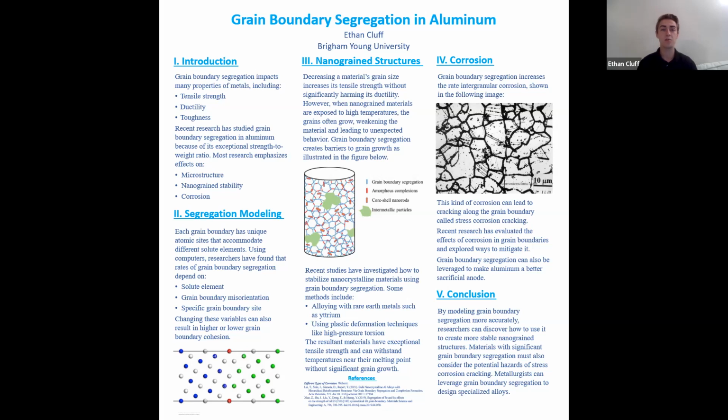And today I'm going to share a little bit about the effects grain boundary segregation has on the microstructure of a material, how it can be used to stabilize materials with small grains on the order of nanometers, and how it affects corrosion rates of materials.